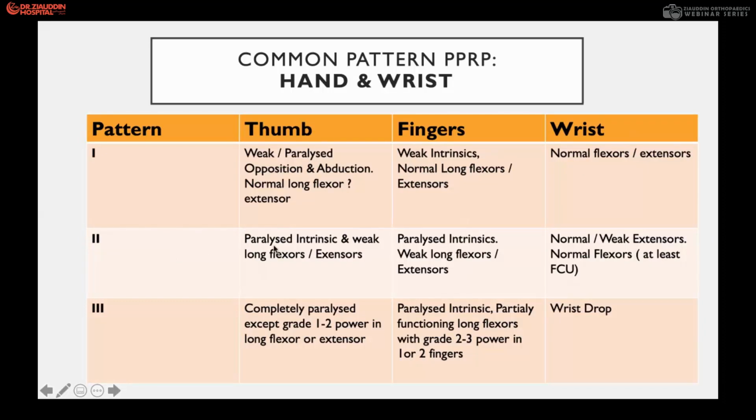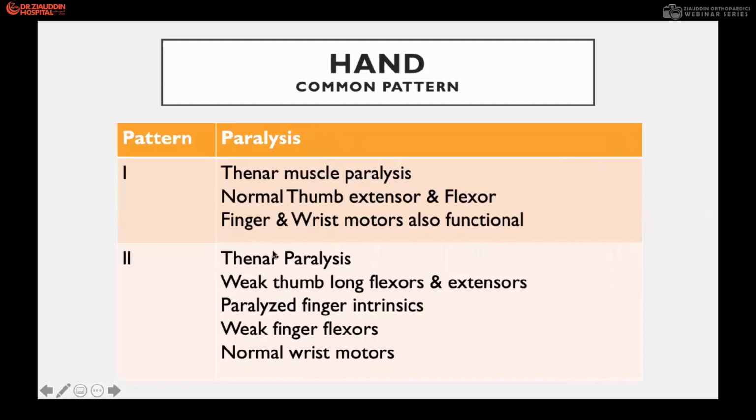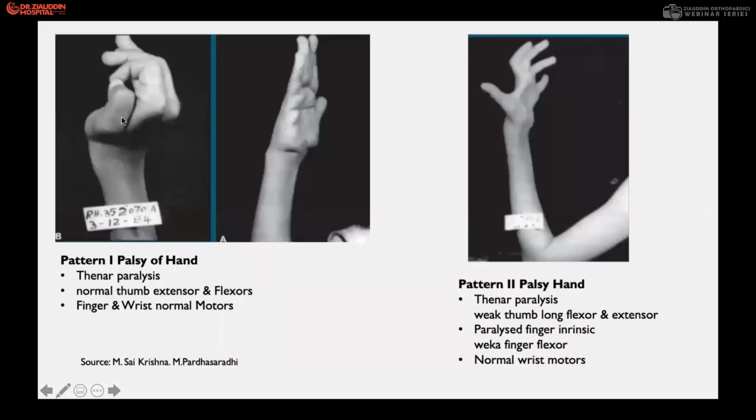In type 2, there is a significant paralysis of the opponens and the thenar muscles, and partial paralysis of intrinsic muscles. Therefore, there is clawing of the fingers. Then there is a third group, the complete paralysis of the thumb thenar muscles, and the partial or complete paralysis of the long flexors, and there may be a wrist drop. Treatment is complex for this, and that has been already advised. If there is an opponens paralysis or thumb abductor paralysis, we do the opponens transfer.